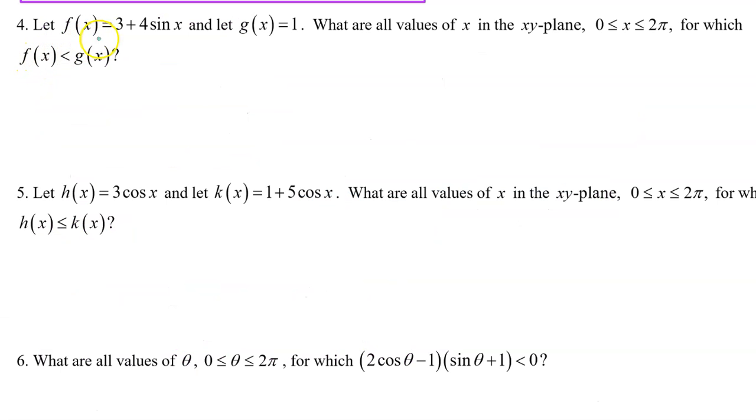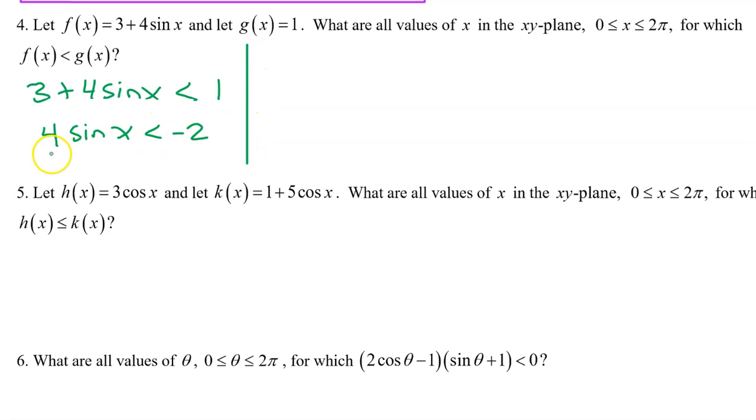Number 4, let f of x equal 3 plus 4 sine x and let g of x equal 1. What are all values of x in the xy plane from 0 to 2 pi for which f of x is less than g of x? So that means we want 3 plus 4 sine x to be less than 1. Subtracting 3 from both sides, we get 4 sine x is less than negative 2. Dividing both sides by 4, we get sine x is less than negative 1/2.